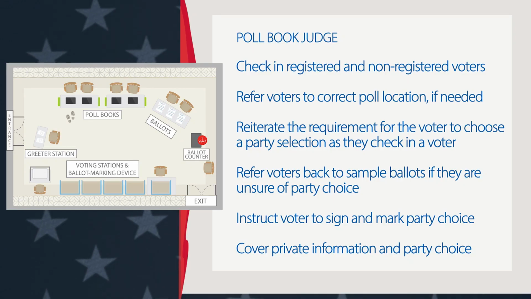Poll book judges check in registered and non-registered voters. They might refer voters to correct polling places if needed. And during their process, they'll also reiterate the requirement for the voter to choose a party selection as they check in a voter. They may need to refer voters back to the sample ballots if the voter is unsure about their party choice. They'll instruct the voter to sign and mark the party choice themselves on the poll pad. They'll cover and conceal any private information, especially party choice.